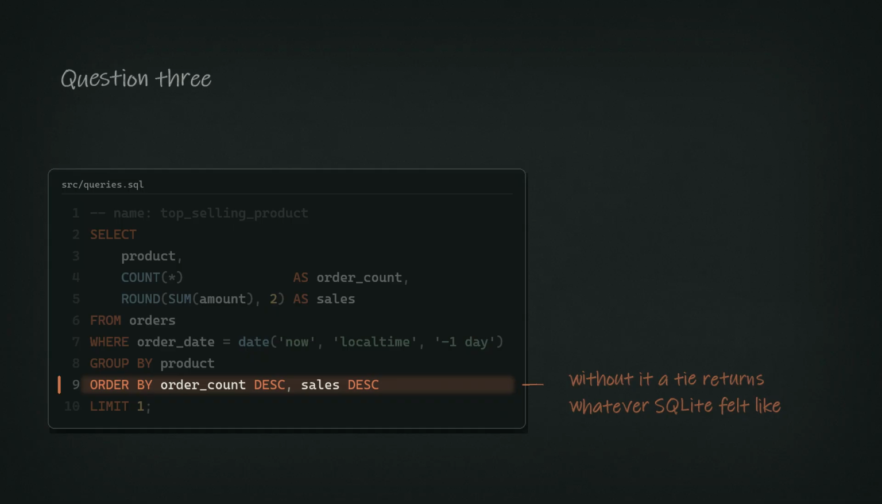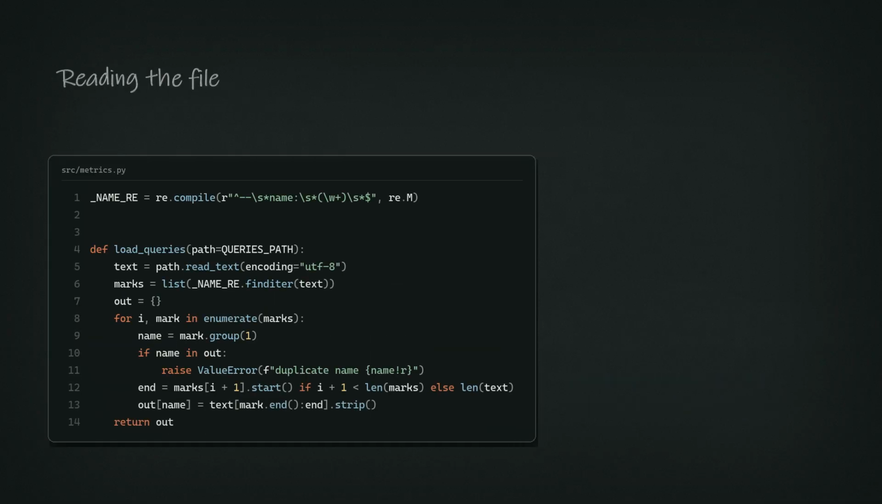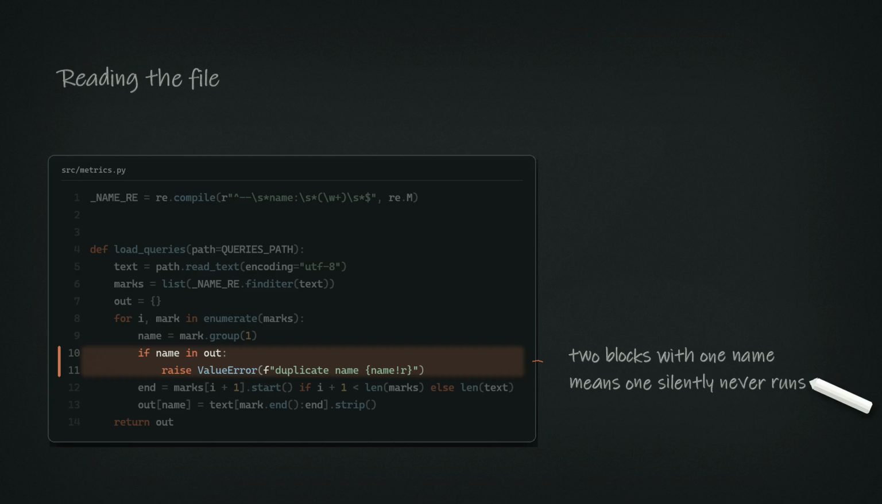Now the loader in metrics.py. This function reads the file and splits it into that dictionary. It is about 15 lines, and there is only one thing in it worth defending. This check for a duplicate name. If 2 blocks in your file have the same name, one of them silently never runs. Raising an error there costs you nothing, and it saves you an afternoon.